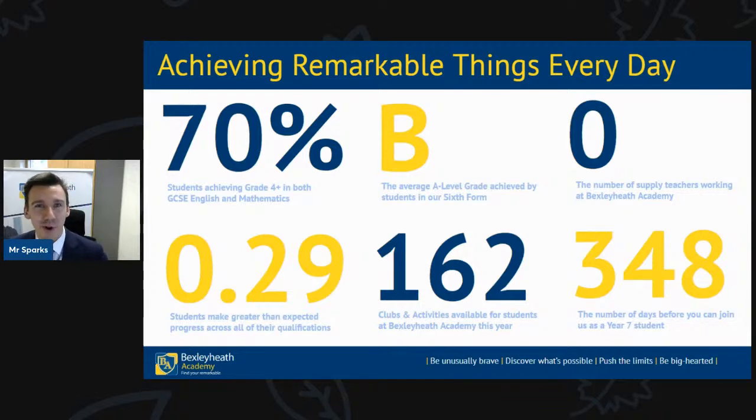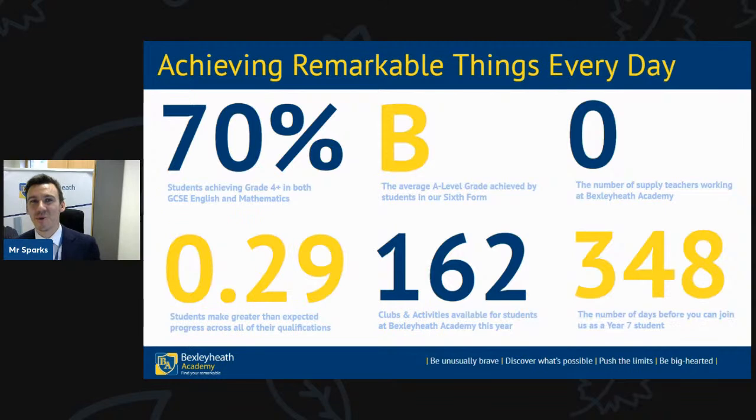You see a 0 there, an odd number to put on a slide like this, but 0 is a number that we are incredibly proud about at this school, that we do not hire supply teachers in this school. So in this school, should a teacher be absent, the senior team will cover those lessons to make sure that educational experience is a consistent one and that students keep getting a good education every lesson, every day. And I'll talk more about that in a moment.